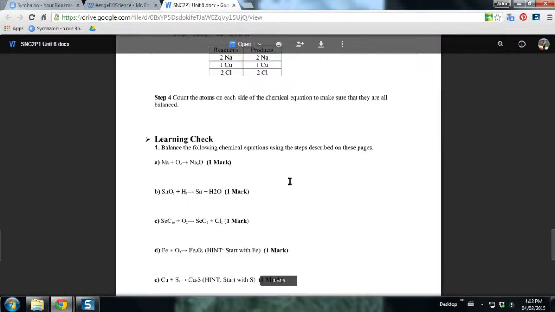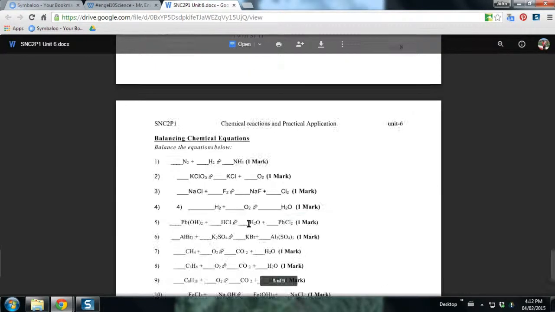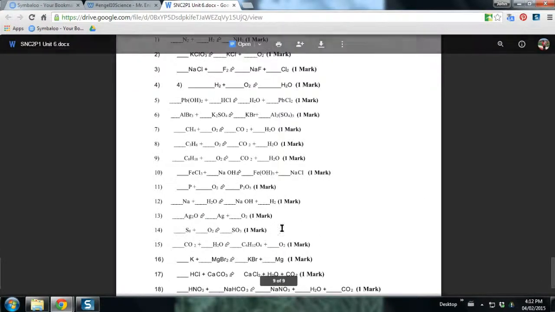When you get to the end here, the learning check is for marks. These are very simple balancing equations that we can do. We're going to come down here and balance these. Don't stress out too much. There's some difficult ones here.